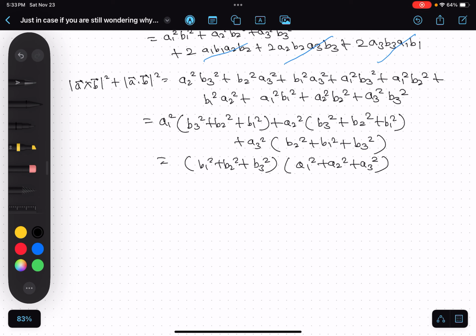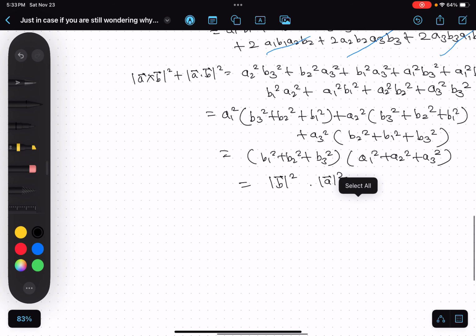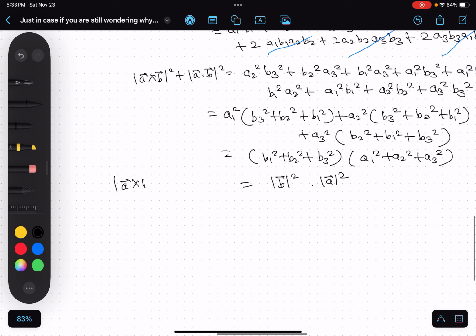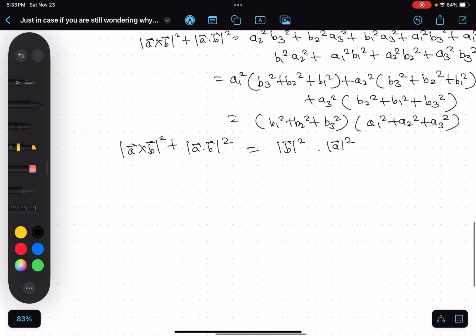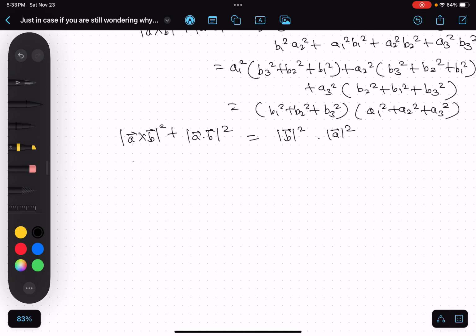And now we know that this is just magnitude of b vector square, and that's just magnitude of a vector squared, right? So this is the interesting expression actually. A vector cross b vector square plus a vector dotted with b vector square is this thing. And now we already know that a vector dot b vector is just magnitude of a magnitude of b cos theta, right? So this will be a vector cross b vector magnitude square plus magnitude of a square magnitude of b square cos square theta, right? That would just be magnitude of a square magnitude of b square.